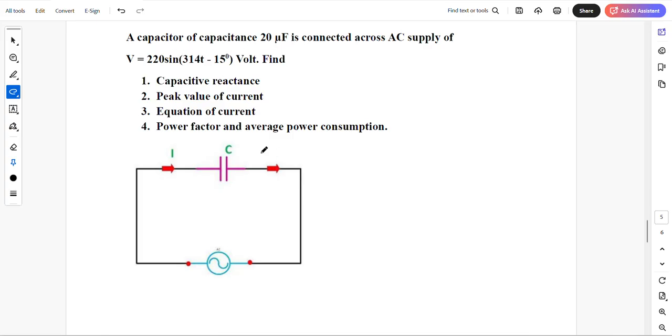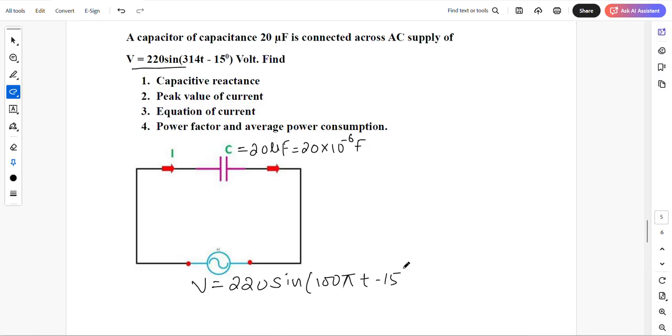Here, a capacitor of capacitance. What is the value of capacitance? 20 microfarad. 20 micro means how much? 20 into 10 to the power of minus 6 farad. Have they given current or voltage of power supply? They have given voltage of power supply. V is equal to 220 sine of 100 pi t, because 314 I can write, minus 15 degree.